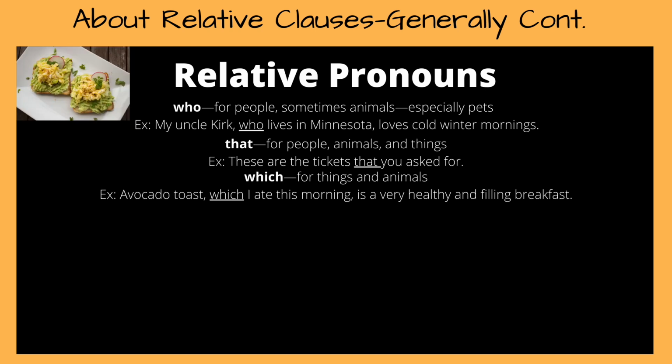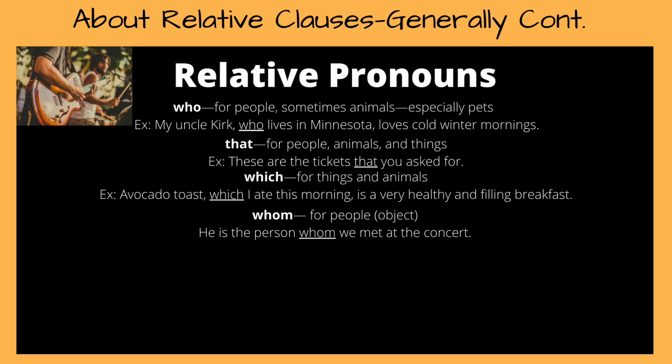We use which for animals and things. Avocado toast, which I ate this morning, is a very healthy and filling breakfast. We use whom for people, but only when the person is the object, okay? And here I'd also like to add that whom is formal and not used much these days, but you will still see it. More commonly, people will just use who for both subjects and objects. So if whom is confusing to you and when to use whom, just use who for people.